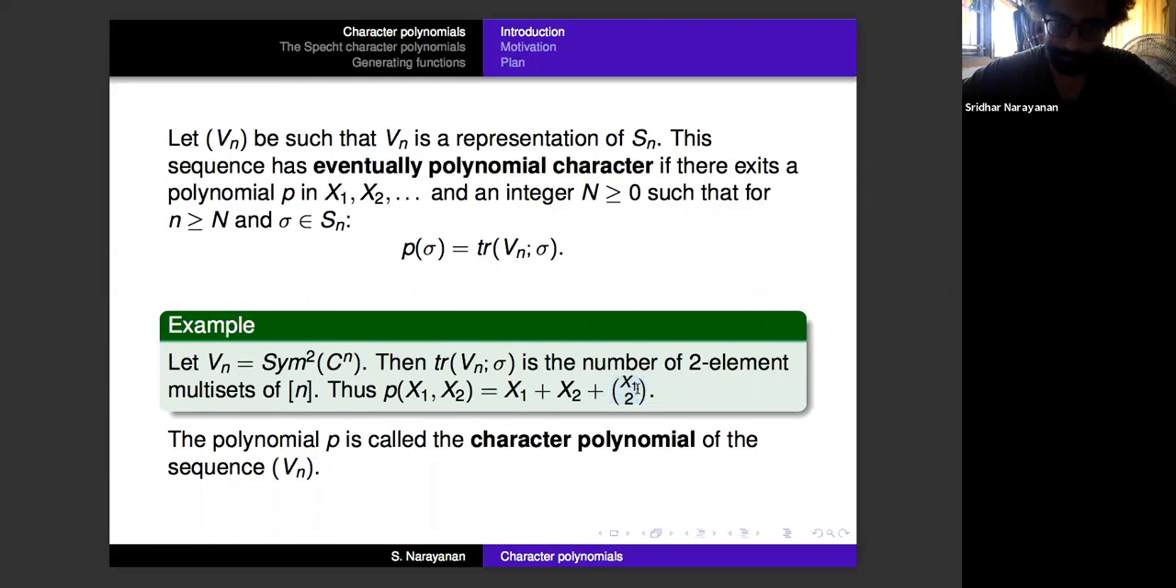So x1 is the number of fixed points of the permutation. You pick two distinct ones. So that is again a two-element set of n. Right, so you add them all up, and that is the polynomial. The character polynomial of Sym^2 C^n is this term here. The polynomial that fulfills this requirement here is called a character polynomial for this sequence of representations.